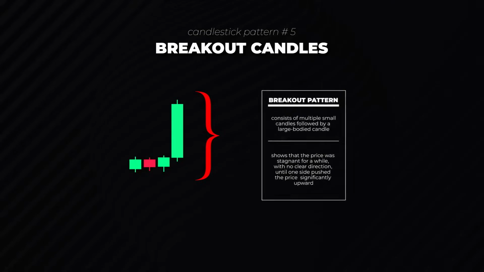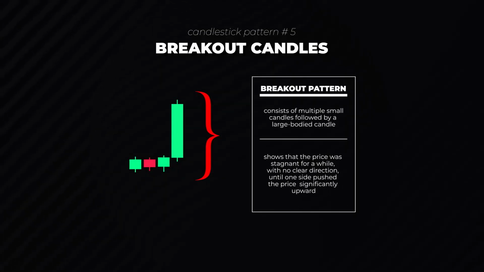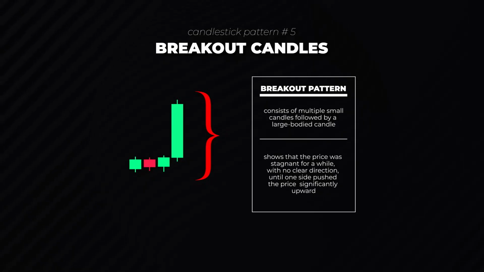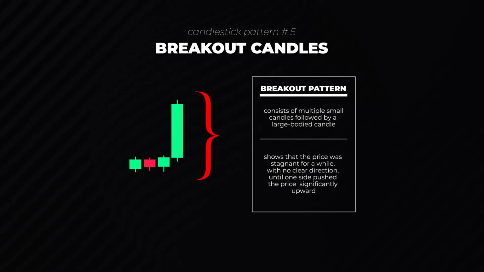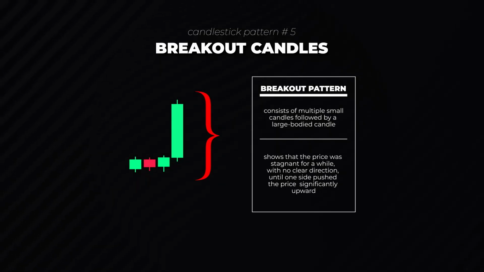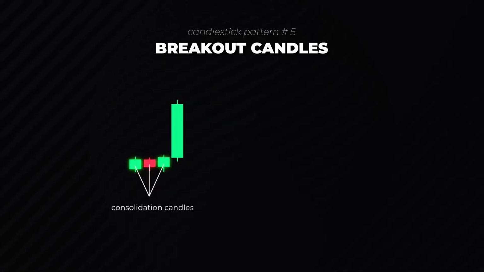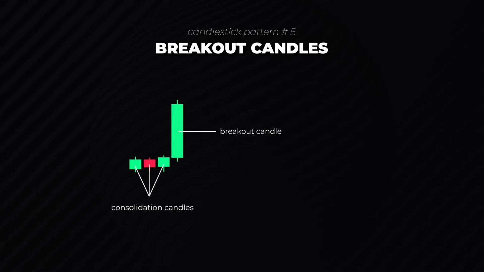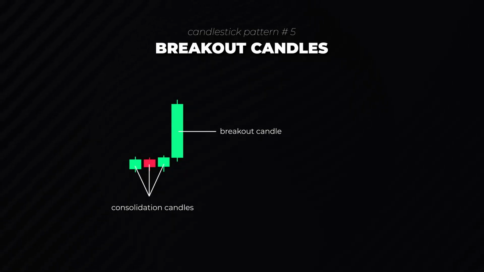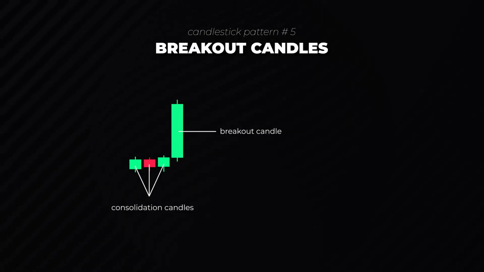Moving on to pattern number 5, which is breakout candles. This is a type of candlestick pattern where we have multiple small candles with small bodies forming, followed by a large-bodied candle. This pattern shows that the price was stagnant for a while, with no clear direction until one side, buyers in this example, push the price significantly upward. In this setup, the series of small candles is called consolidation candles, and the large candle is known as the breakout candle. For this to be a valid pattern, there need to be at least 3 consolidation candles. However, the more consolidation candles there are, the higher the chance of a successful breakout.